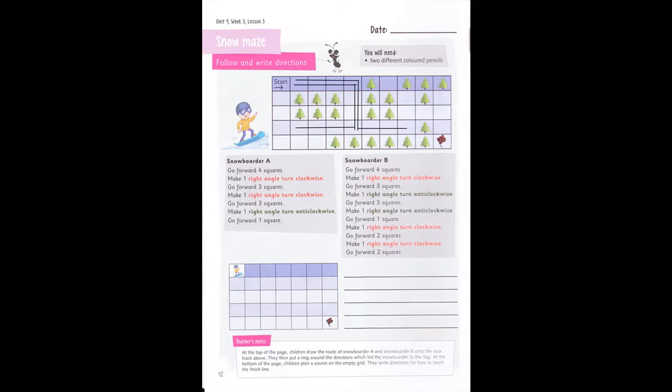Okay, now we're making another right angle turn anti-clockwise. Okay, here we go. Remember, we are not leaving this square. We're just changing the direction that we're facing. So now we are facing straight up, and we need to go forward 1 square. So 1 square forward.